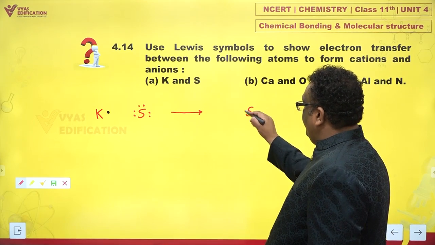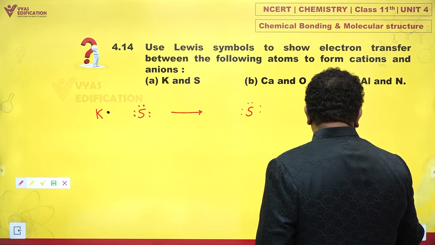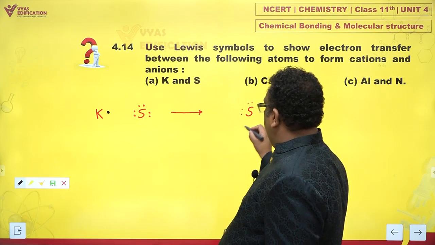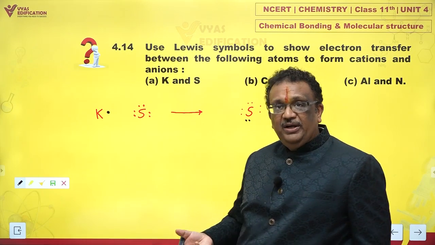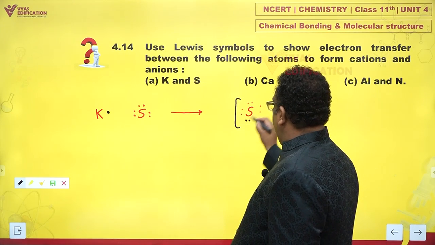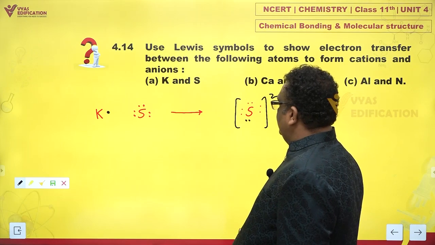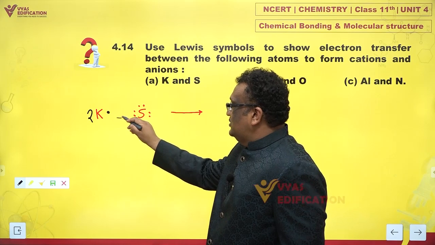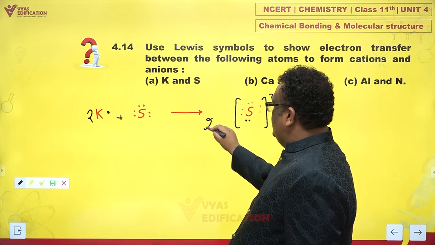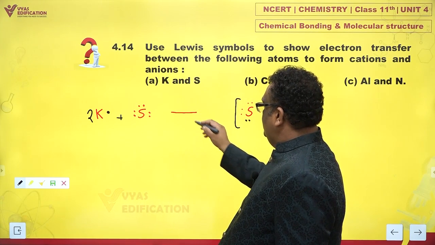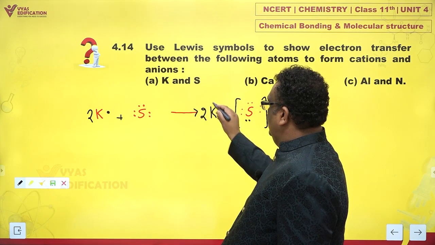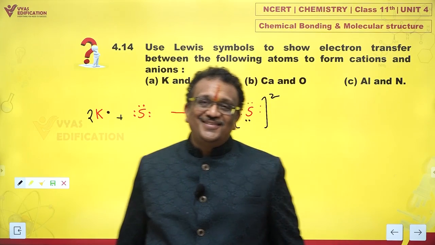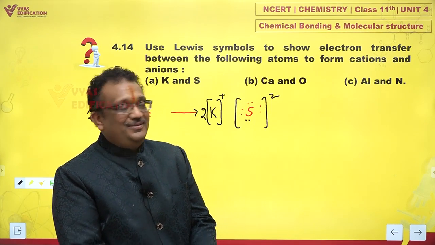So sulfur has 6 electrons of its own, and it is going to borrow 2 electrons from potassium. Not borrow, rather a complete transfer. So you get the sulfide ion, and you have 2 potassium ions. That's it. Simple, very simple.